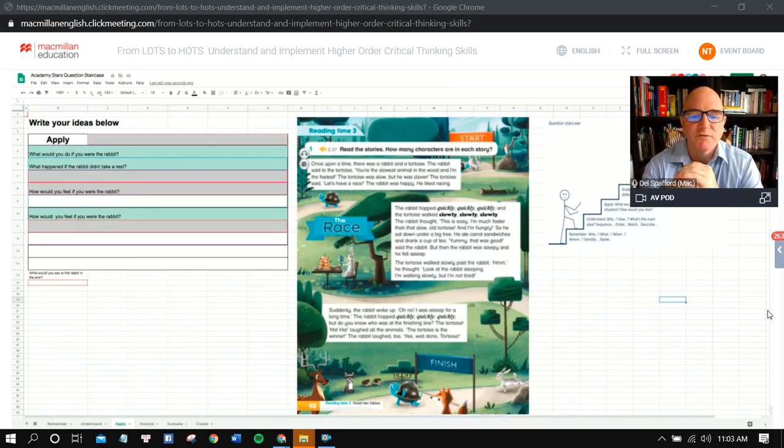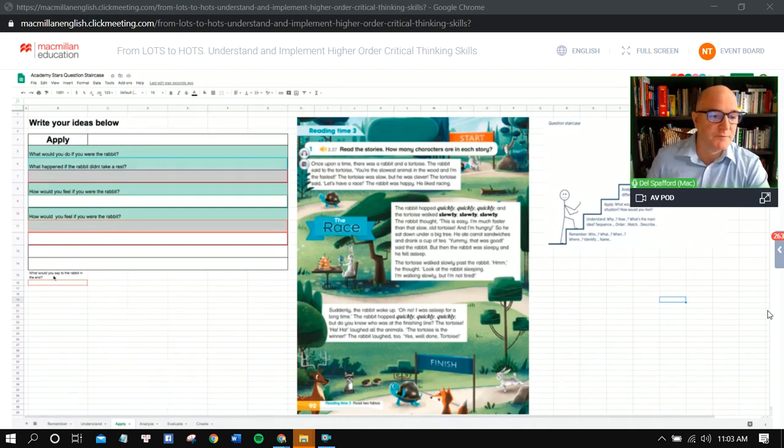It says at the end of the story, the rabbit laughed too, but I would imagine he wouldn't laugh. What would you say to the rabbit in the end? That's a nice question. I like that. I'm just going to move that one into the box at the top.